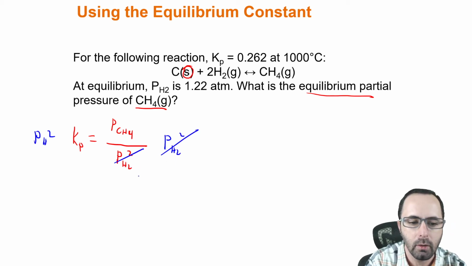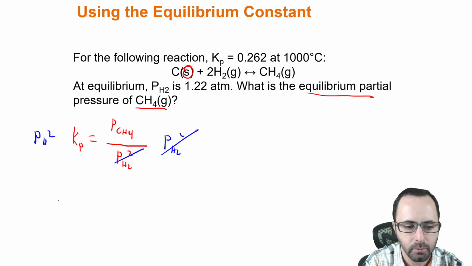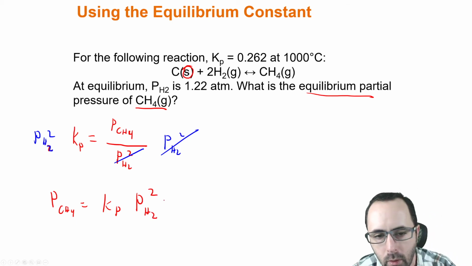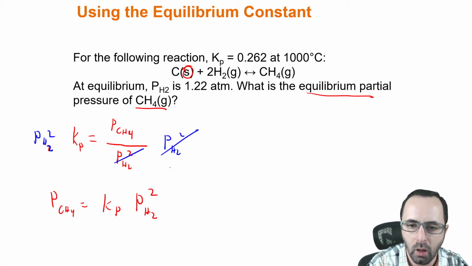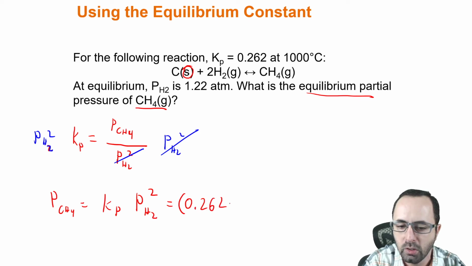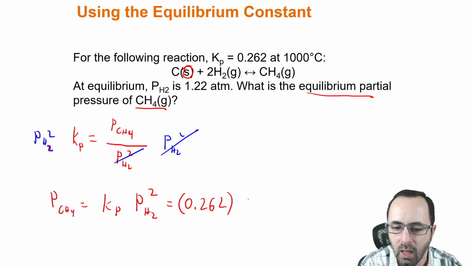That will cancel here, and what we'll get is that the pressure of the methane equals Kp times the pressure of the hydrogen H2 squared. Okay, so now we simply need to plug in these values. And again, we're dealing with K's, so you don't have to worry too much about units. So we'll just plug in the numbers, 0.262 for the Kp, and then for the pressure of the hydrogen, it will be 1.22, and we'll square that.